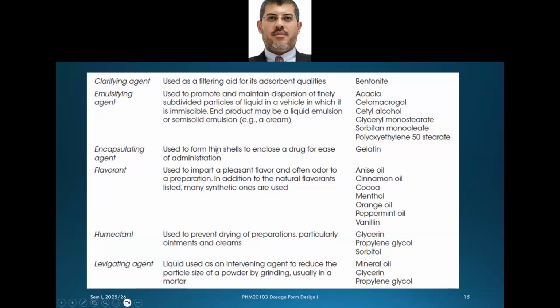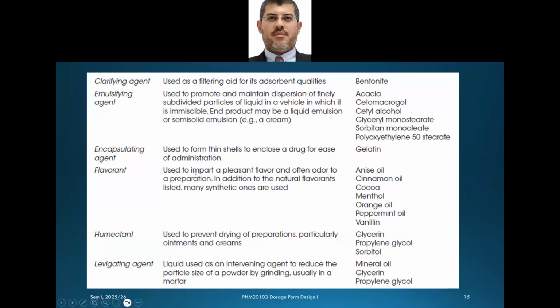Encapsulating agents are used to form thin shells to enclose a drug for ease of administration, like gelatin. Gelatin usually is the material that we use to make capsules. Okay, so the hard capsules, or even soft capsules that contain liquid inside, are made of gelatin. Gelatin here is the encapsulating agent. And it's also used for microencapsulation. It's used also for making nanoparticles as well. So it's an encapsulating agent.